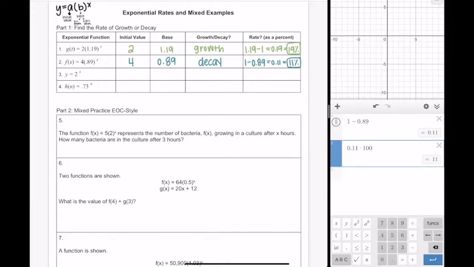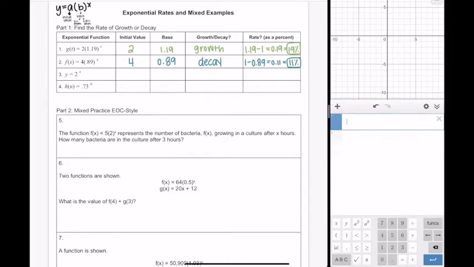Okay, so if you're ever concerned that you're doing these incorrectly, you can always check by saying, well, if my decay rate was 11%, that would mean that I had to do 1 minus 0.11, and if that gives me 0.89, then we're good to go.